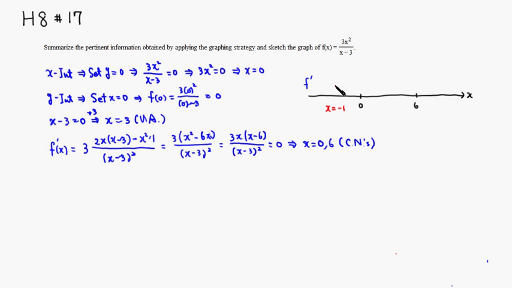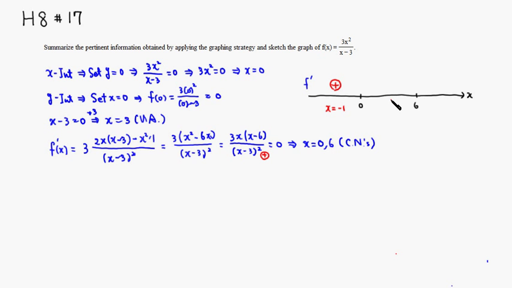Alright, and you can see that, so this is the first derivative. And the denominator is always positive because it has a square there, right? Let's try negative 1. So it's 3 times negative 1 and times negative 7. So positive times negative times negative is positive. So we're going to have a positive sign here, right?